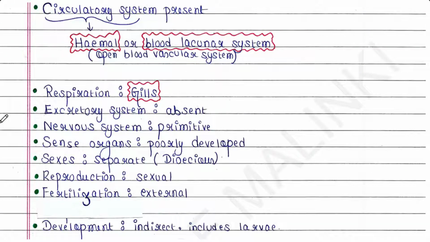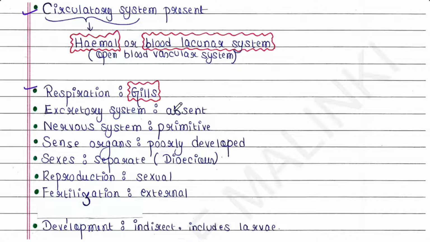Circulatory system is present in them and that circulatory system is called hemal or blood lacunar system. This is the open type blood vascular system. That means it does not flow through vessels. Blood does not flow through some vessels. It is the open type of blood vascular system.